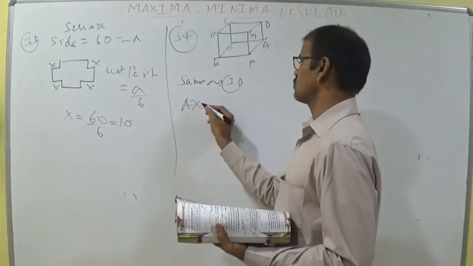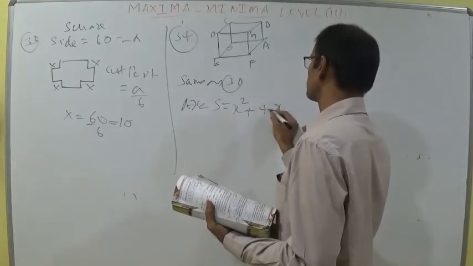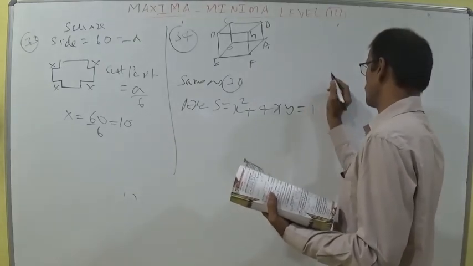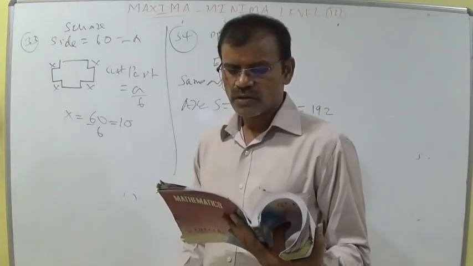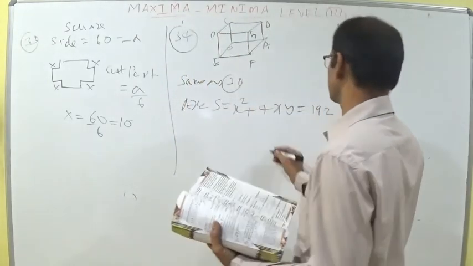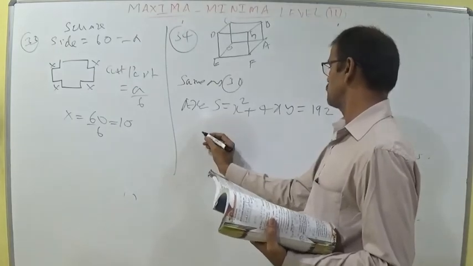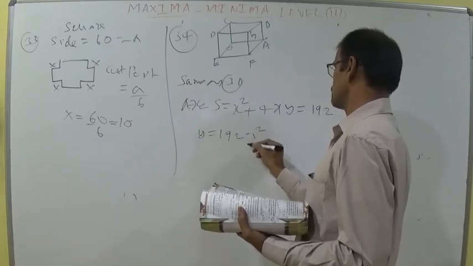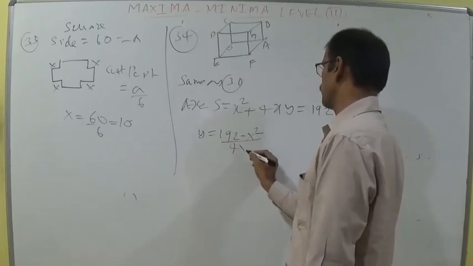Surface area, total area, I said there, x square plus 4xy. X square plus 4xy is given as 192. The area of material used is 192. If the volume of the box is maximum, then find the dimensions of the box. So x square plus 4xy is 192. So let us write y is equal to 192 minus x square by 4x.